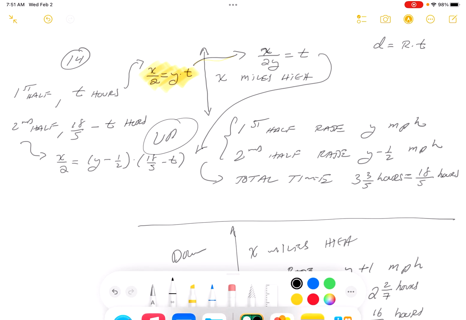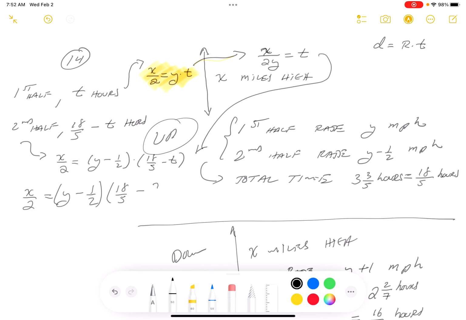And what do you get over here? x over 2 equals y minus 1/2. We're just still on the upward part. And then it's going to be 18/5 minus the t. And the t is x over 2y. Yeah, pretty nasty looking, right?